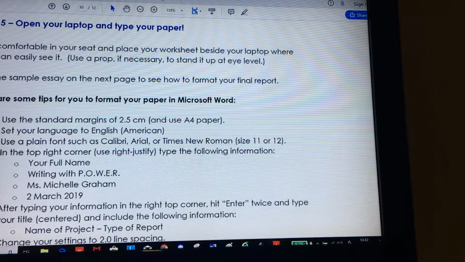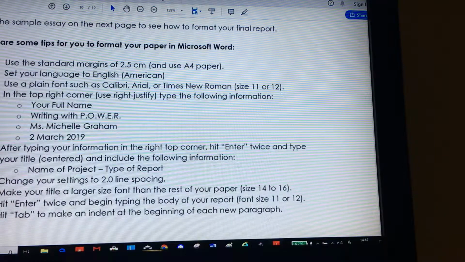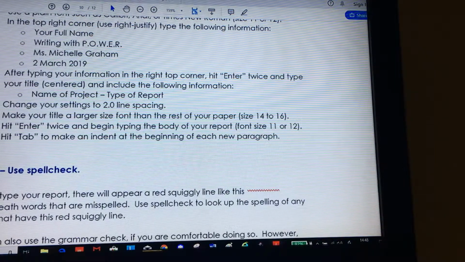So make sure you're comfortable in your seat. You have your rough draft propped up in front of you or to the side of your laptop. And here are some formatting tips for when you start to type in Microsoft Word. I'll show you on the next page a sample of what your report should look like format-wise.